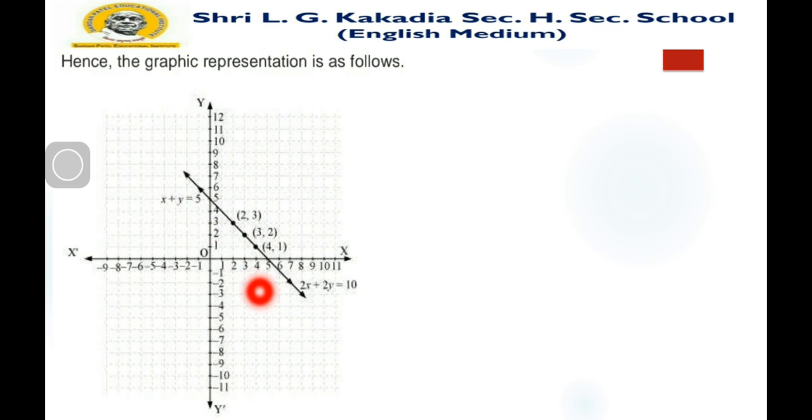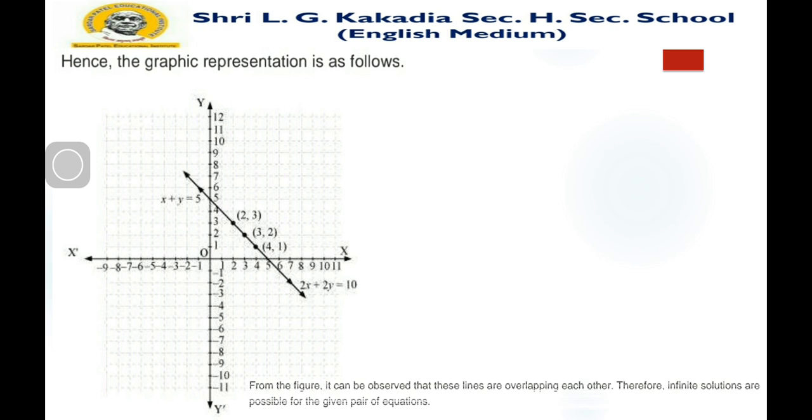So it has infinite solutions because both intersect at each point of each other. So we get the solution: infinite solutions. Both equations are the same. Therefore, from the figure it can be observed that these lines are overlapping each other. Therefore infinite solutions are possible for the given pair of equations. Now, next example.